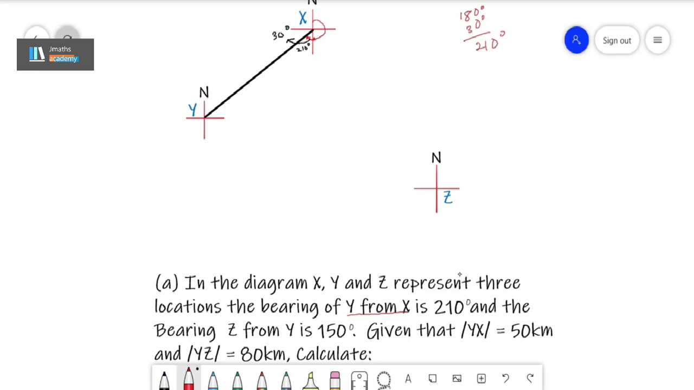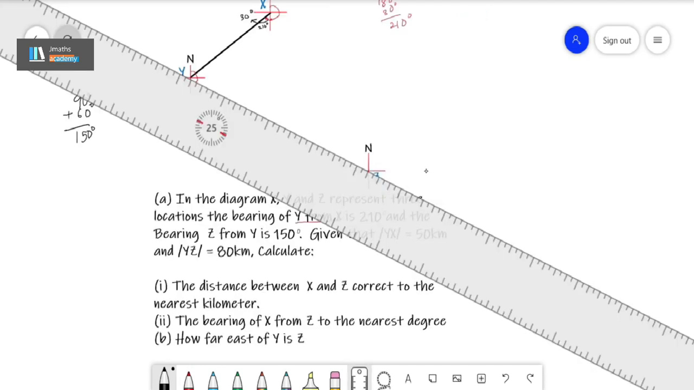Okay, so now let's move from this direction to east. We know this to be 90 degrees, and let's move an additional 60 degrees, since 90 degrees plus 60 degrees will give us 150 degrees as stated in our question. So now let's connect our point to point Z, from this point to point Z, 150 degrees.